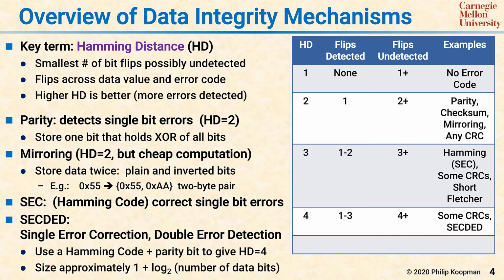Typically, a SecDed code is just a single error correction code with an extra parity bit that gives you that extra bit of Hamming distance. The size of a SecDed code is about log 2 of the number of bits plus 1. So they get expensive for really long data words, but for things like 32-bit words or 64-bit words that you would use in a memory store, they're actually quite practical and widely used in high-integrity computing. If you want a Hamming distance of 5 or more, you end up using a CRC, which we'll get to next.